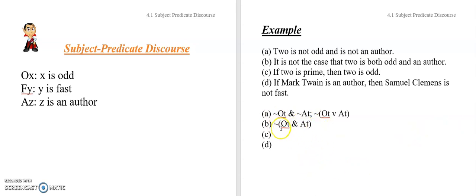So that's an important point, right? A and B here are not logically equivalent. And you can test that with a truth table informally if you want. Let's try the next one.